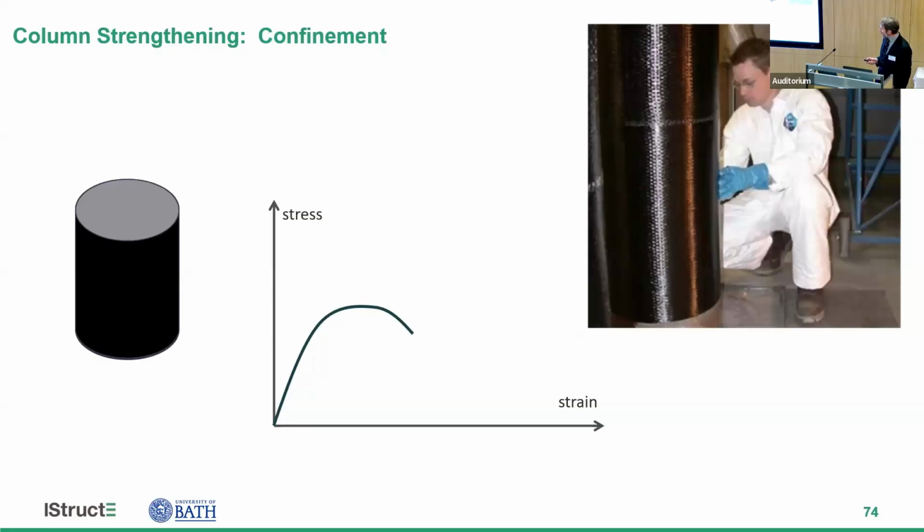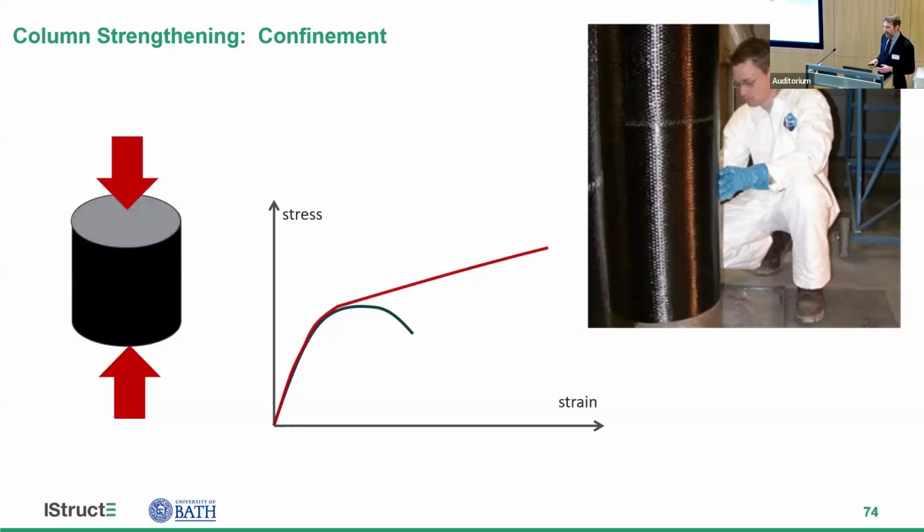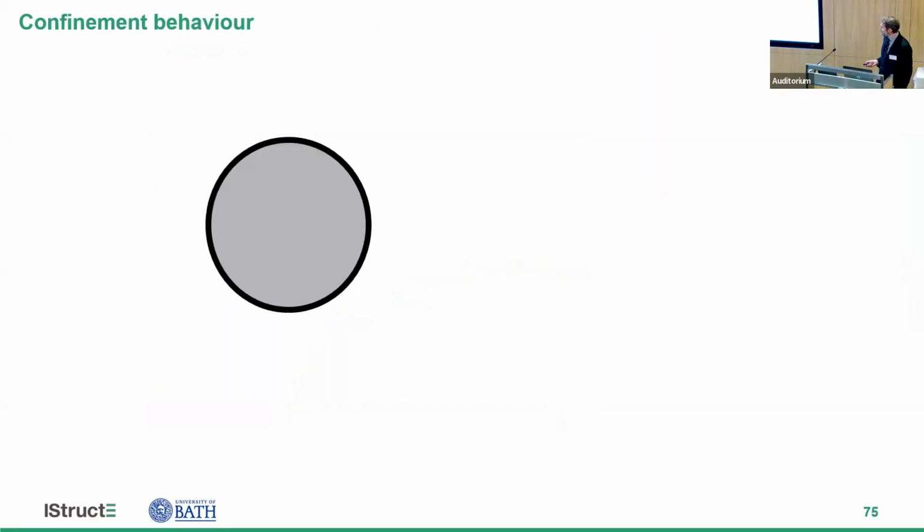Okay, last thing I just want to touch on is column strengthening and confinement of columns. So we strengthen columns by wrapping them with FRP transversely, so that when we load it, the column expands and the FRP confines that concrete. So we get an increase in our stress strain response, unlike normal unconfined concrete.